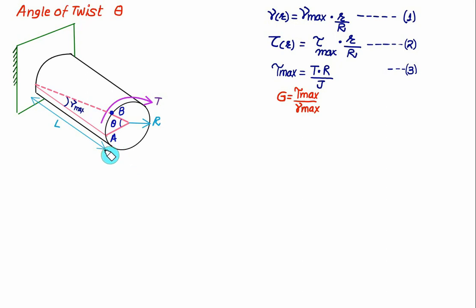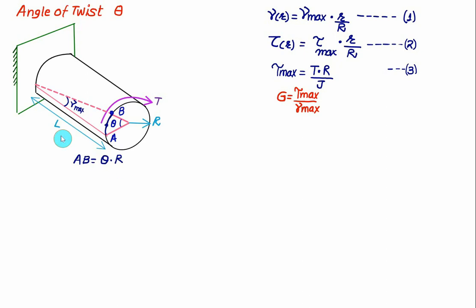Here, due to the application of a torque, the point A will move from A to B, and because of this, we have an angular deformation equal to theta. So this angular deformation AB is given as a sector length. This value of theta is very small, so we can use the value of theta in radians multiplied by radius R.